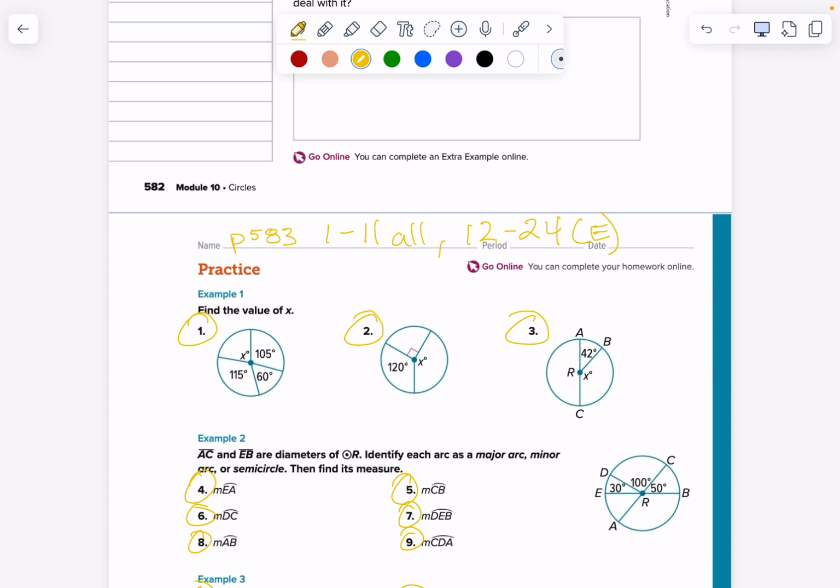Usually what I do is if you do more problems than you need to, I just cancel off any that you got wrong. So it just cancels out any ones that you did wrong.